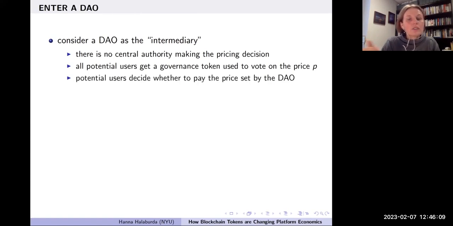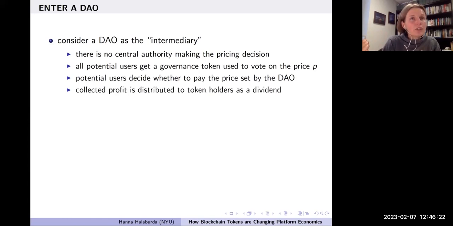Potential users decide, so once the price is decided by the DAO, the users decide whether they want to pay the price and join the DAO, or they are not paying the price and not joining the DAO. Now, if the price is positive, there is collected profit, and the profit is distributed to the token holders as a dividend.